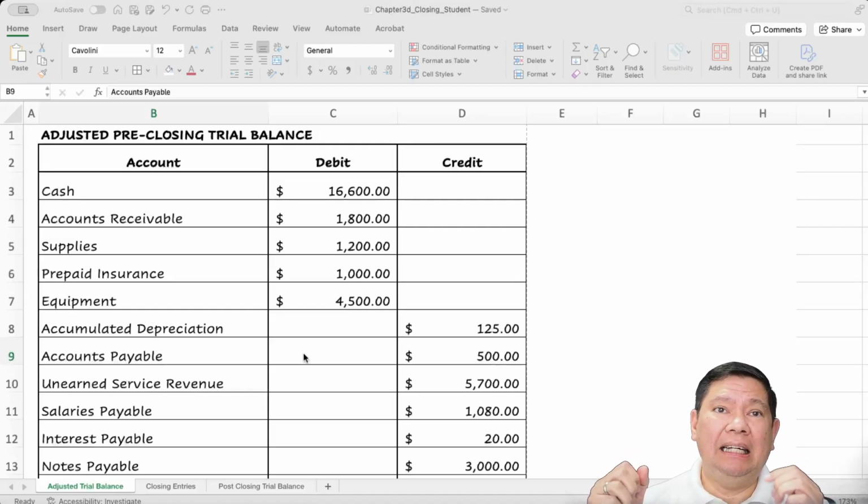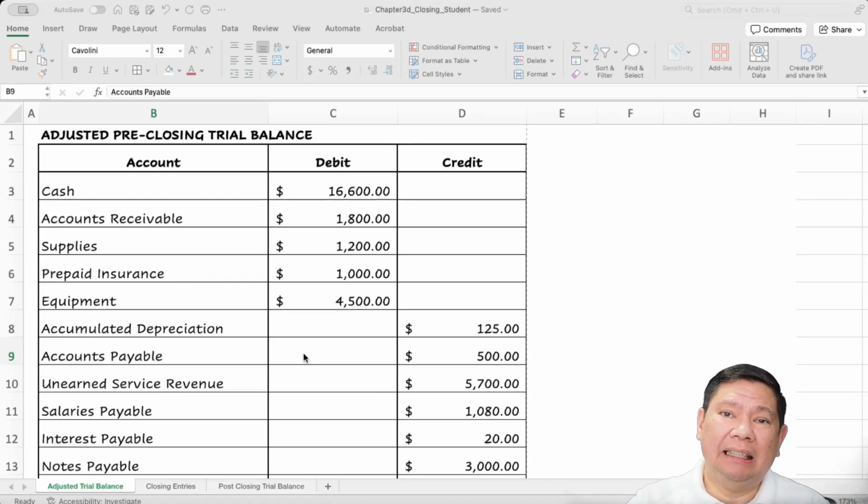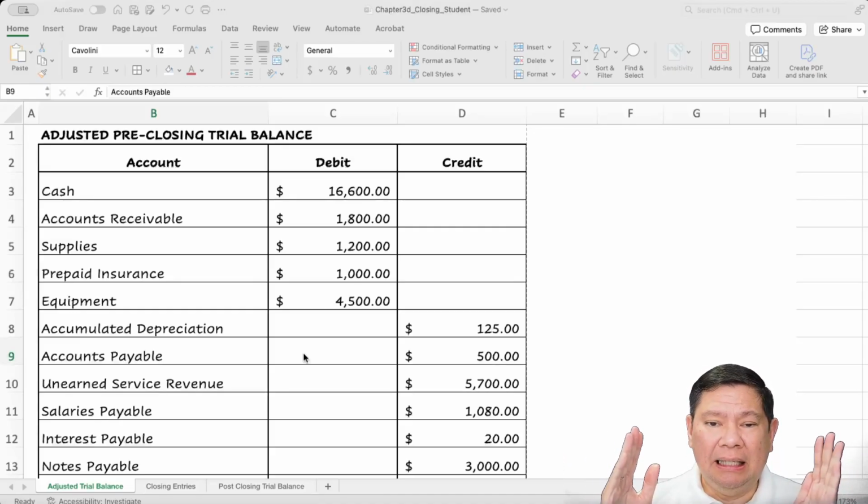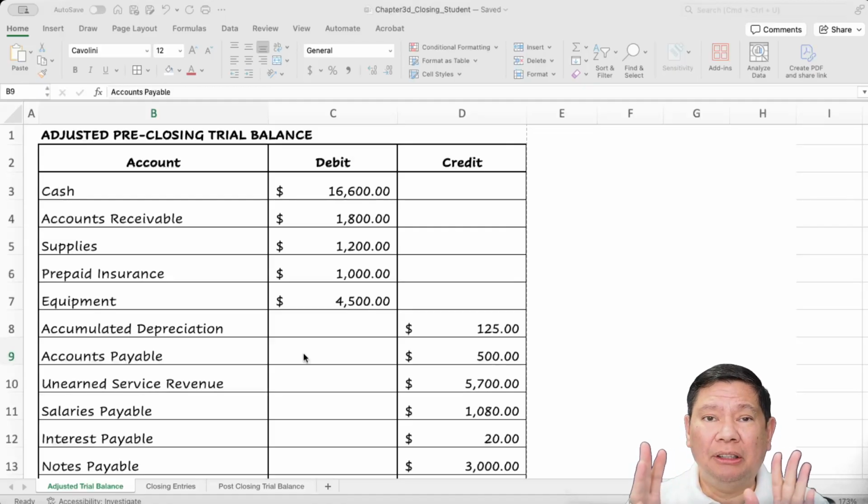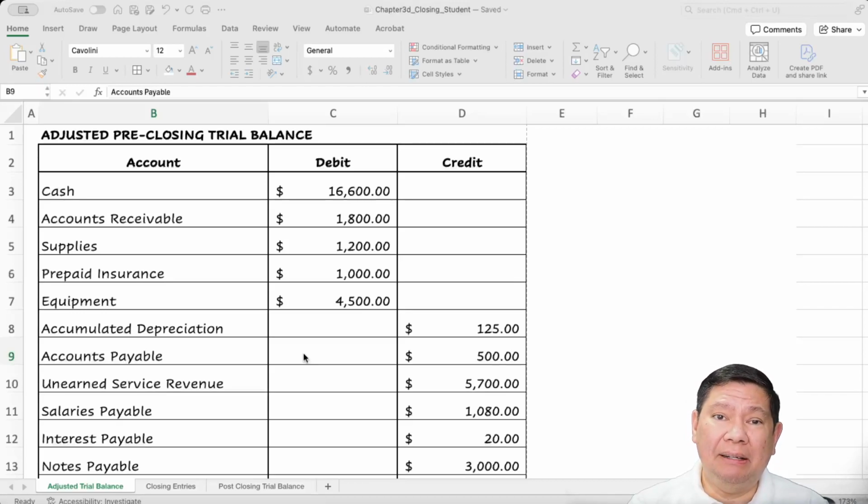On the other hand, the permanent accounts continue. If you own an asset in March or by the end of March, you still own that asset at the beginning of April. If you owe someone at the end of March, you still owe that person at the beginning of April. Okay, so those are permanent accounts. Basically, the permanent accounts are balance sheet accounts like assets and liabilities and equity. And then the temporary accounts are the revenues, expenses from the income statement, and the dividends.